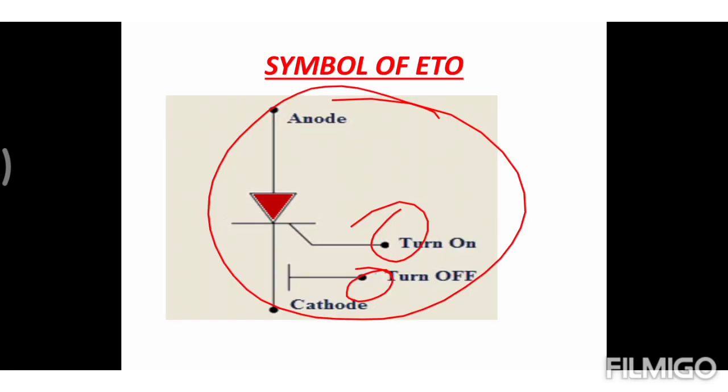This is the electrical symbol for the ETO. Here it contains the anode and two cathodes, and there are two gates. One is used for turn on and the second one is used for turn off.